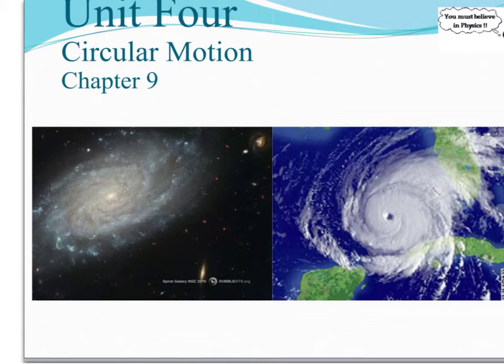Welcome to Unit 4, but it's actually our Unit 3 now, because we used to do it in the 4th unit, but we're doing it in the 3rd unit now. This is going to be circular motion. This is Chapter 9 notes. We're going to do Chapter 9, and we'll do a little bit out of 10 and 11 and a lot more out of 12, so it's not as much as you think it is.